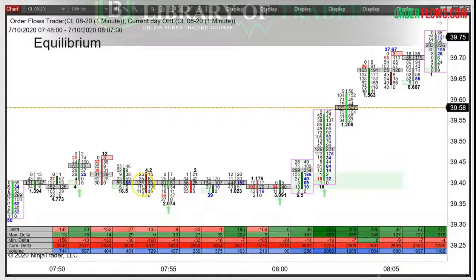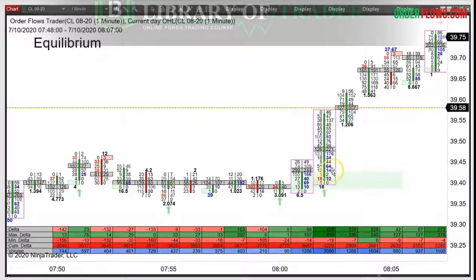This is crude oil. 1, 2, 3, 4, 5, 6 at the same level, and then another 2 right around one tick lower. And you see these small points of control: 9, 1, 0. Then the aggressive buying steps right in. This bar's got 4 buying imbalances. Half the bar is buying imbalances.